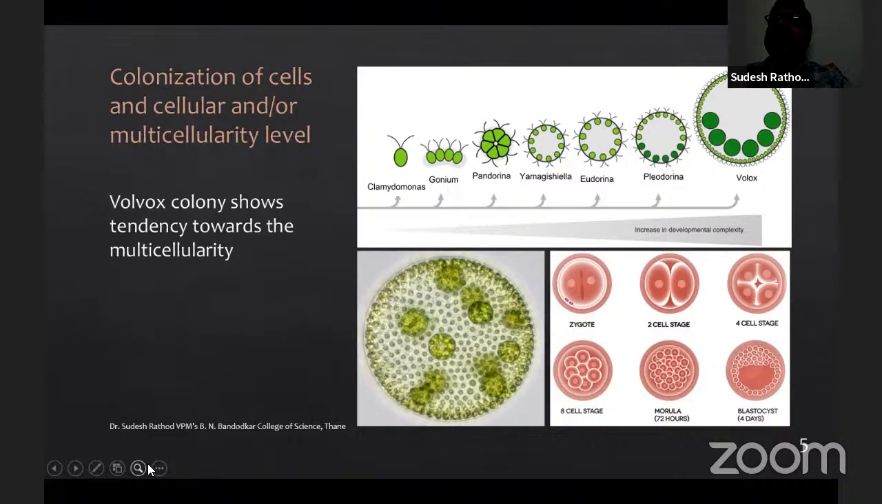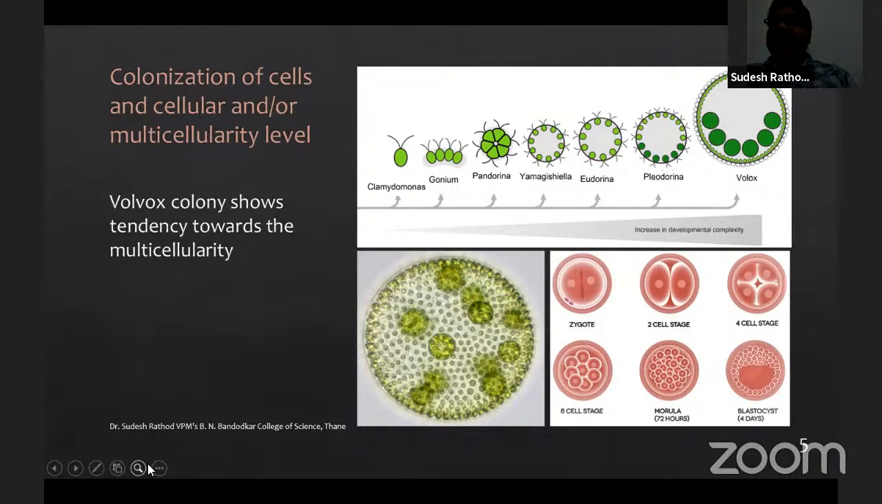Then Pandorina shows a greater number of individuals together forming a colony. So this colonization ability, then we go to a higher level, Gonium, then Eudorina, Pleodorina, and Volvox. These are forming more and more individuals in a colony. When you go to Volvox, you will find internally it also has a daughter colony.